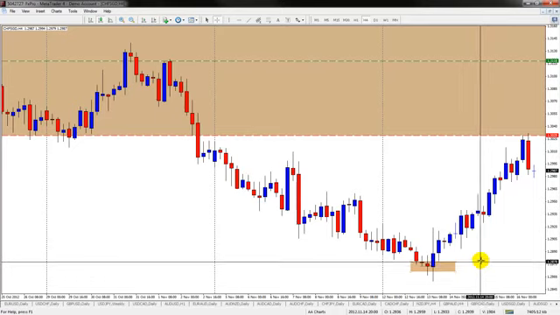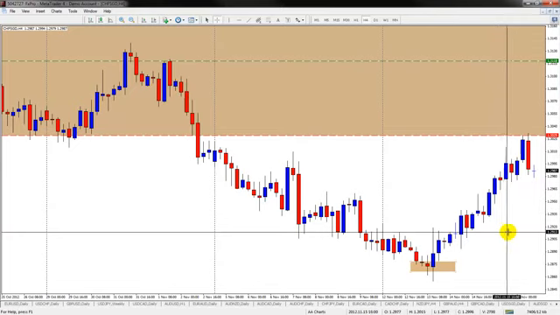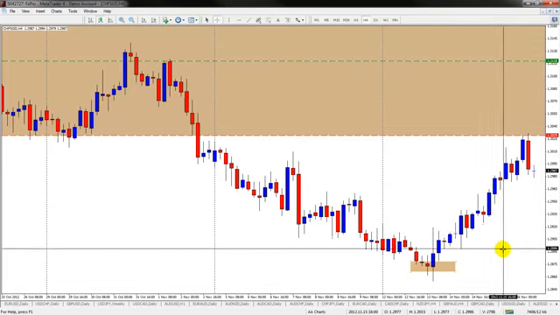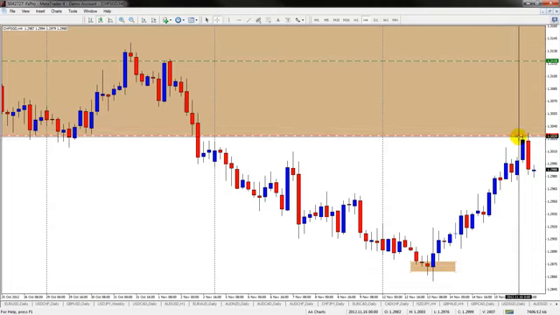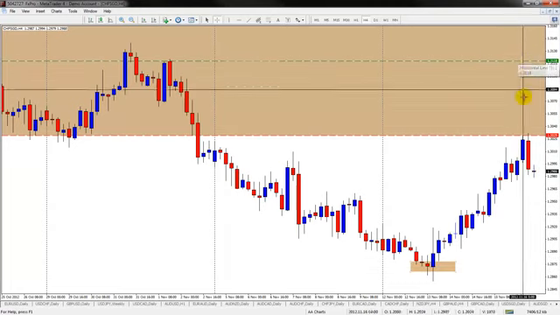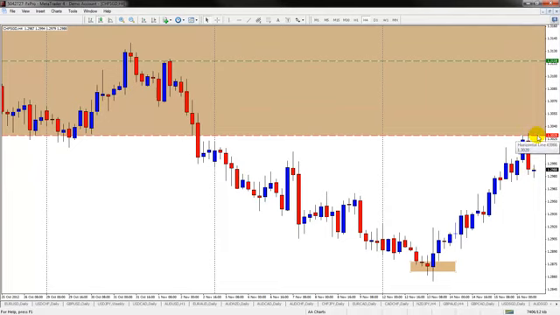If it hits 1.2910, I'll move my stop loss to break even and then shoot for this one down here at 1.2875. Stop loss is obviously up here at 1.3118. But again, if the market does close above 1.3030 on a 4 hour candle, the trade will be over for me.